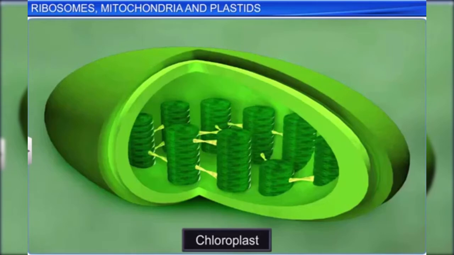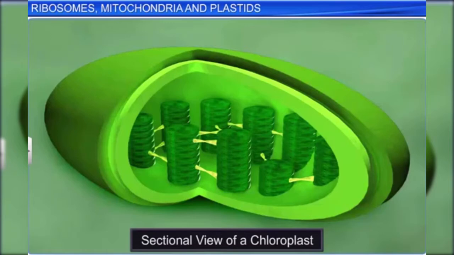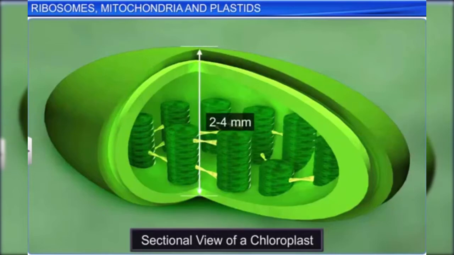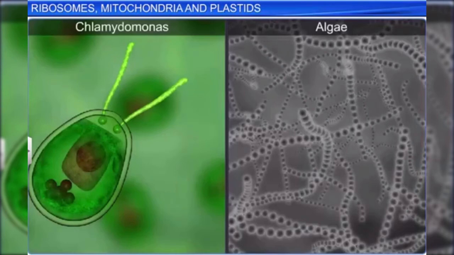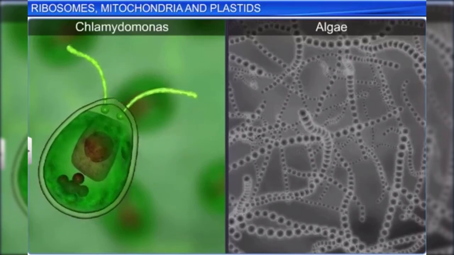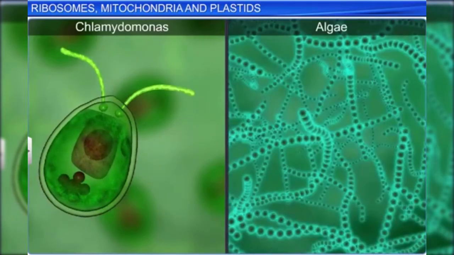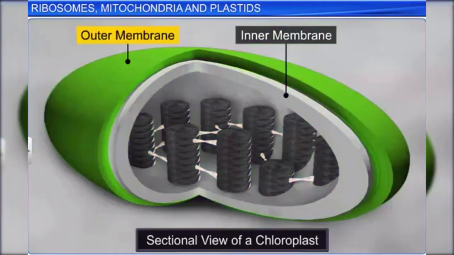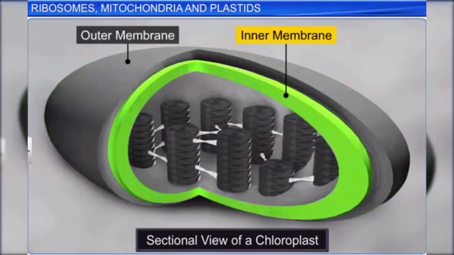Found mostly in the mesophyll cells of the leaves, chloroplasts have a length of 5 to 10 millimeters and a width of 2 to 4 millimeters. A cell can contain a single chloroplast, as seen in Chlamydomonas, or multiple chloroplasts, as seen in a green alga cell. Morphological studies of the chloroplast reveal an outer membrane and an inner membrane, with the inner membrane being less permeable than the outer membrane.